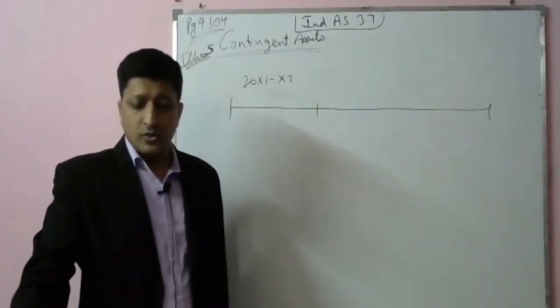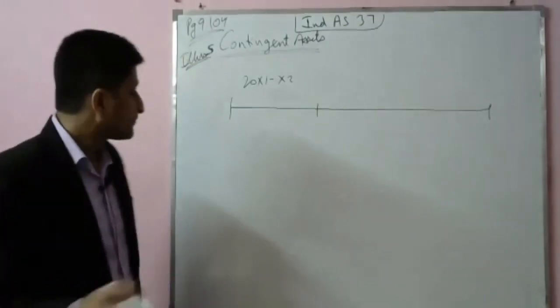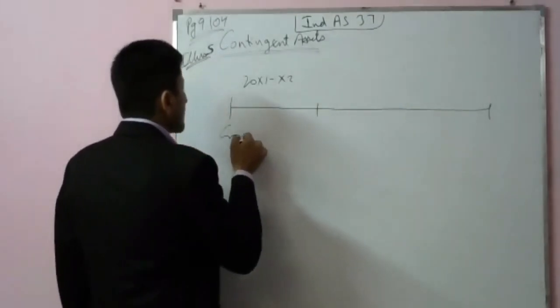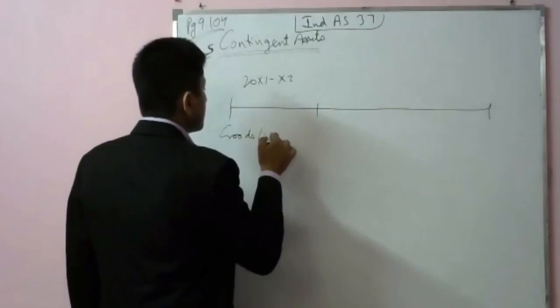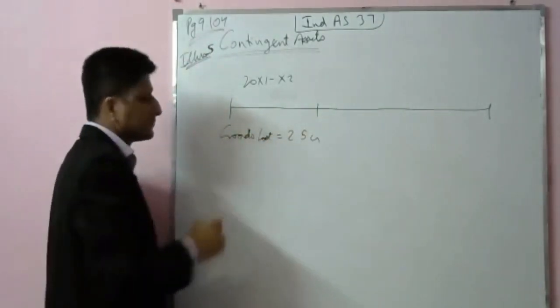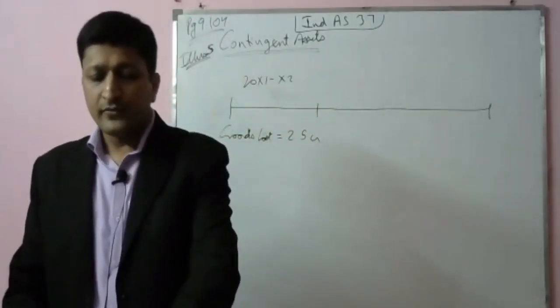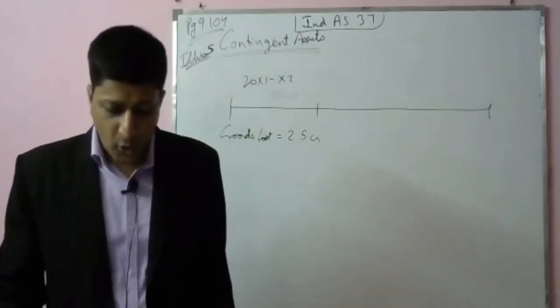The cost of the goods lost was 2.5 crore. So 2.5 crore worth of goods were lost.